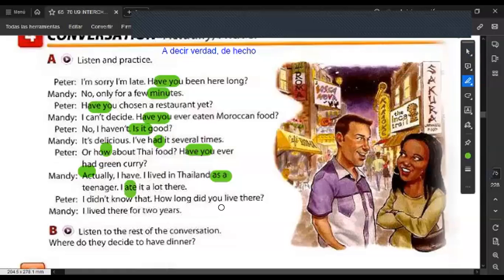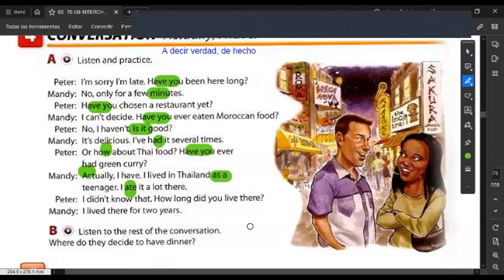How long did you live there? I lived there for two years. For 2 years. Do you have any question with pronunciation or vocabulary? ¿Tiene preguntas con vocabulario o la pronunciación?